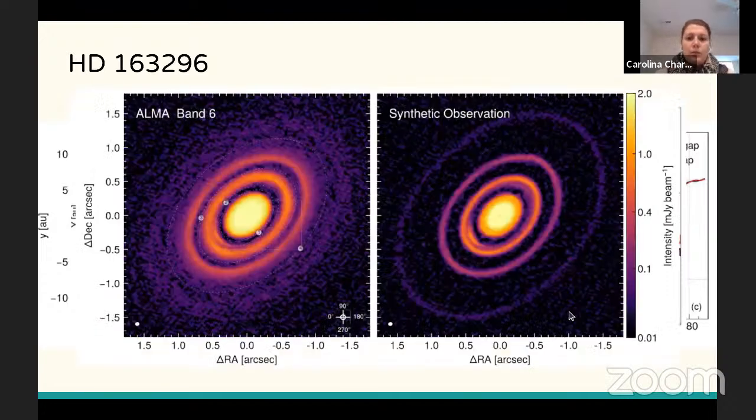And you can produce a synthetic observation and compare to the real observation. And if we have 2 planets in this gap, we see that there is very good agreement between the synthetic observation and the real observation.